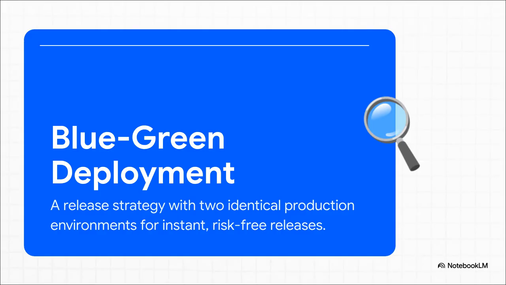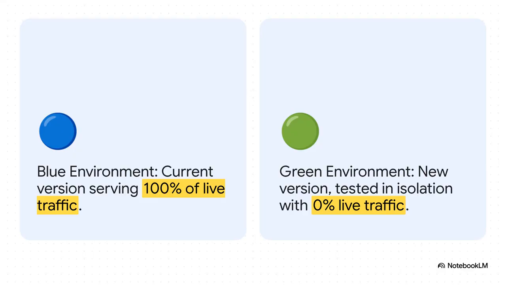So let's take a look at the blue-green deployment strategy. The idea here is actually pretty simple. You run two identical production environments, side by side. We'll just call them blue and green. Here's how it works in practice. The blue environment is live. It's serving 100% of your users with the current version of the software. At the same time, your automated pipeline deploys the new version to the green environment, which is totally separate. No users can see it. So you can test it, you can validate it, you can do whatever you want with zero risk.